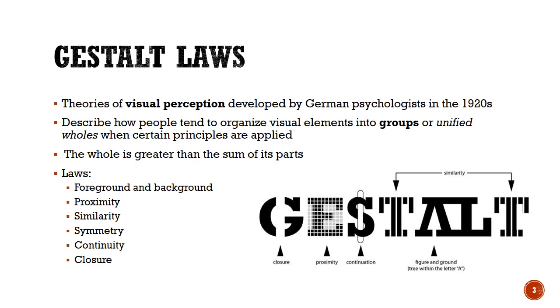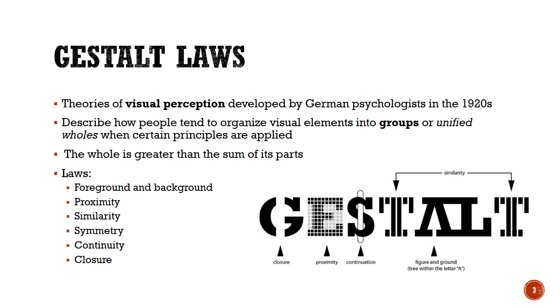Okay, the first topic is about Gestalt laws. Gestalt is a psychology term which means unified whole. This refers to theories of visual perception developed by German psychologists in the 1920s. These theories attempt to describe how people tend to organize visual elements into groups or unified wholes when certain principles are applied. We can also refer to the slogan, "The whole is greater than the sum of its parts," to refer to the power of Gestalt laws.